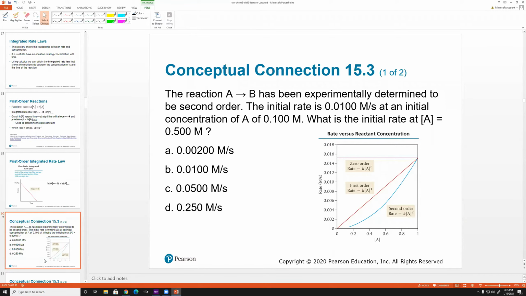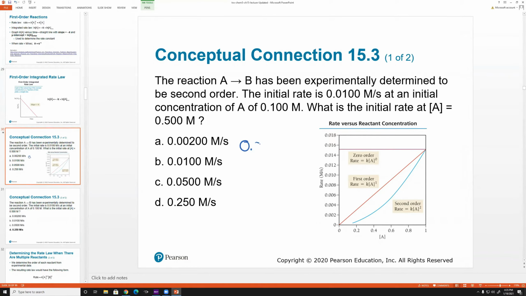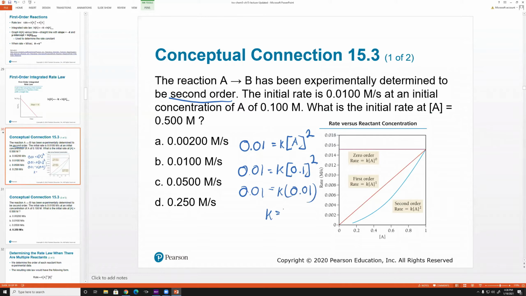Okay, so we can calculate this. The initial rate is 0.01, and since it's second order, this is going to equal the rate constant times the concentration of A squared. So our 0.01 is going to equal K times 0.1 squared. We can use this to solve for our rate constant, and then we can use that number to figure out the initial rate at A equals 0.5 molar. So our 0.1 squared is 0.01. So we have K times 0.01 equals 0.01. This means K is equal to 1.